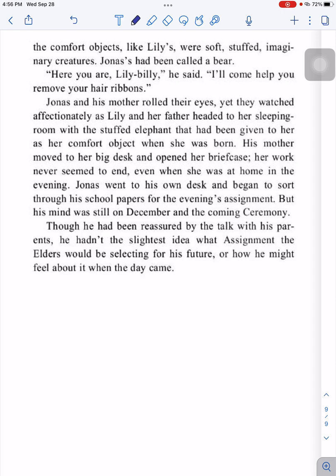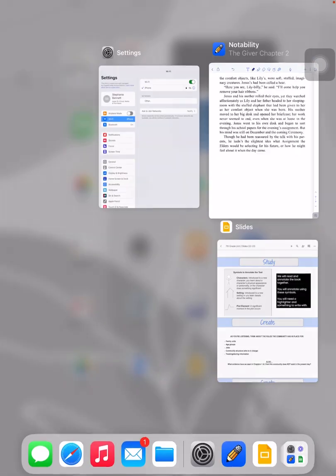His mother moved to her big desk and opened her briefcase. Her work never seemed to end, even when she was at home in the evening. Jonas went to his own desk and began to sort through his school papers for the evening's assignments. But his mind was still on December and the coming ceremony. Though he had been reassured by the talk with his parents, he hadn't the slightest idea what assignment the elders would be selecting for his future, or how he might feel about it when the day came.